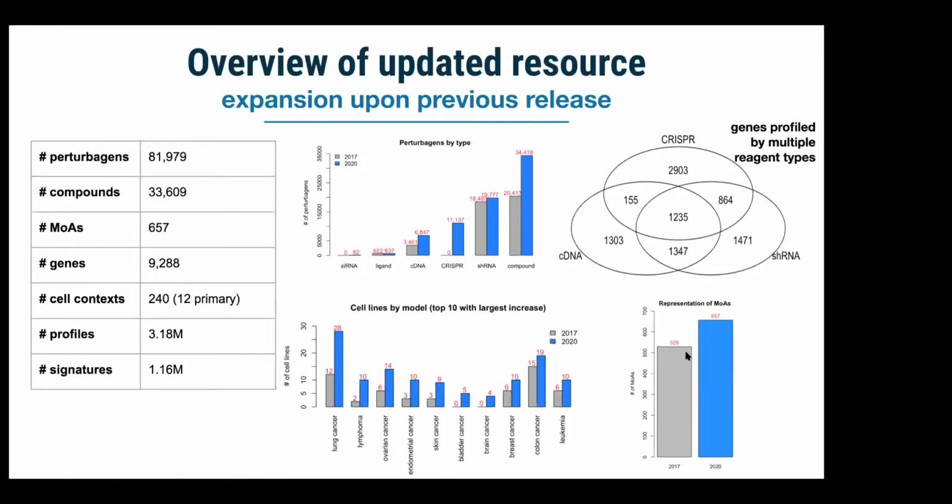There's around 130 or so new mechanisms of action that are now present in this data set relative to the last release. And now we have these 3 different types of genetic perturbations, and there's around 1,200 genes that have been targeted by all 3, and a number more that have been targeted by at least 2. So lots of opportunities, I think, to make comparisons between these different modes of perturbing the same gene.